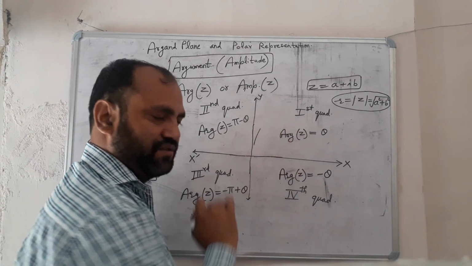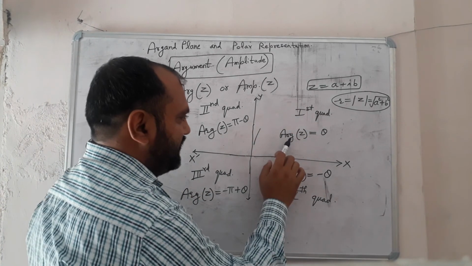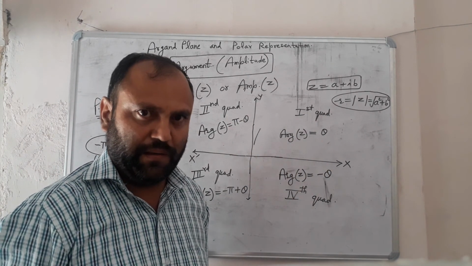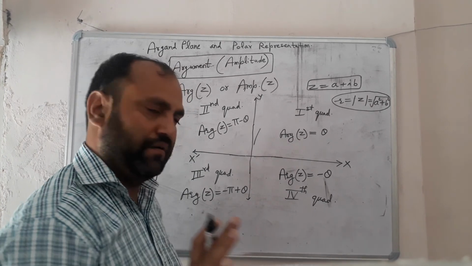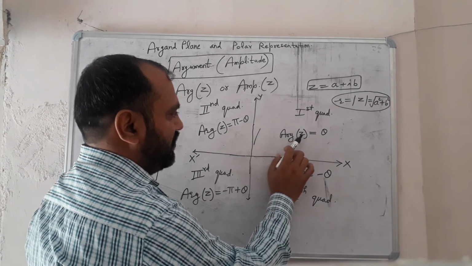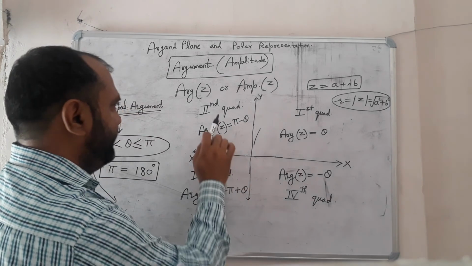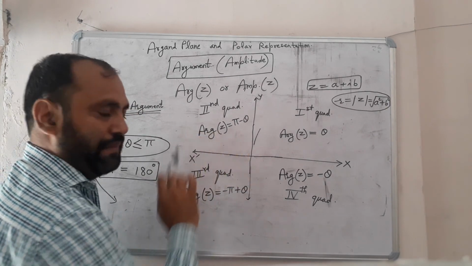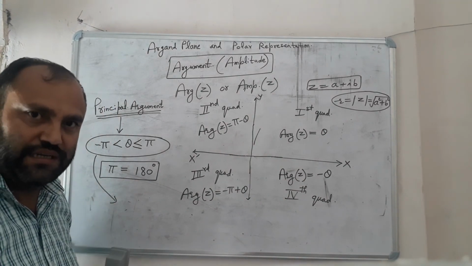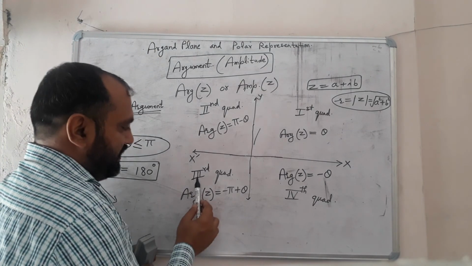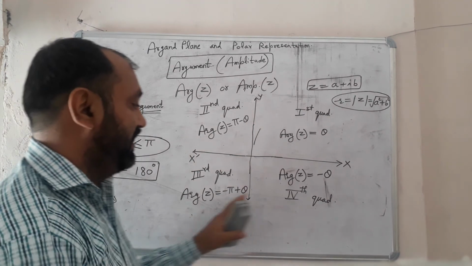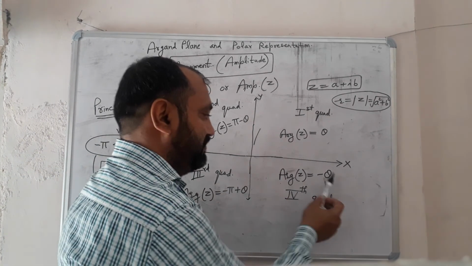If it lies in the first quadrant, then the argument of z is equal to theta. I will tell you how to find theta by taking an example, but you should remember this: argument of z is equal to theta. If it lies in the second quadrant, the argument is pi minus theta, and you know the value of pi is 180 degrees. Don't confuse it. And if it lies in the third quadrant, the argument of z is minus pi plus theta. If it lies in the fourth quadrant, the argument is minus theta.